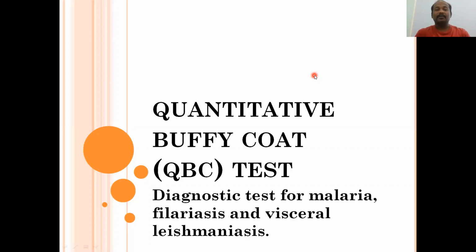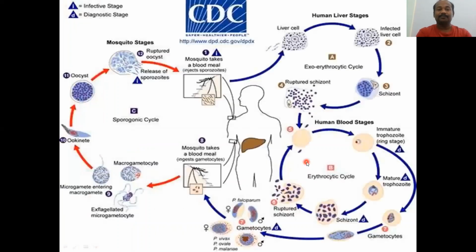Quantitative Buffy coat test, simply QBC test. This test is used to diagnose malaria, filariasis, and visceral leishmaniasis. So the quantitative Buffy coat test is what we are going to discuss in this video: the QBC test for the diagnosis of malaria, filariasis, and visceral leishmaniasis.